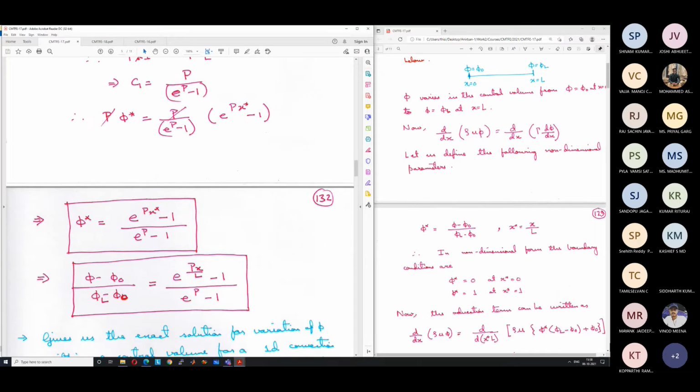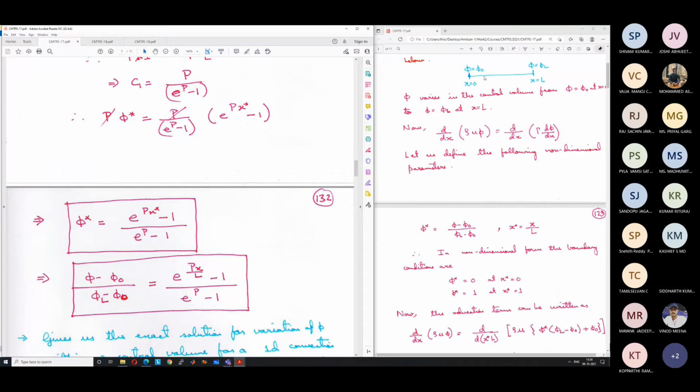So in dimensional form, you can write this as phi minus phi 0 divided by phi L minus phi 0 is equal to e to the power P x by L minus 1 by e to the power P minus 1. Remember, x star is equal to x by L. This is the exact solution, the exact variation that is occurring. If you have a 1D problem which only has convective and diffusive terms, which can happen in many cases, like a simplified flow problem.